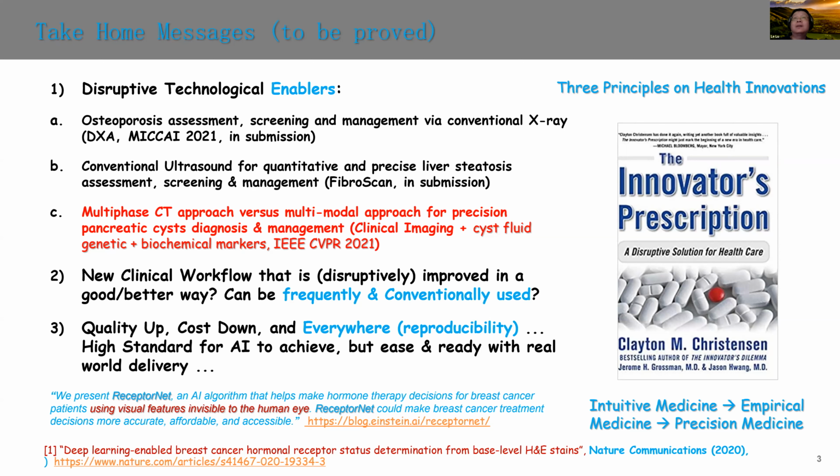But these are two topics I will not cover because of the time issue. We already partially published them, but because of time, we're not going to talk about them here. I will focus on the third, which is using multi-phase CT imaging. We can do precision diagnosis for pancreatic cysts. Pancreatic cysts means all the tumors, like 10 types of tumors, and the patient management, right?